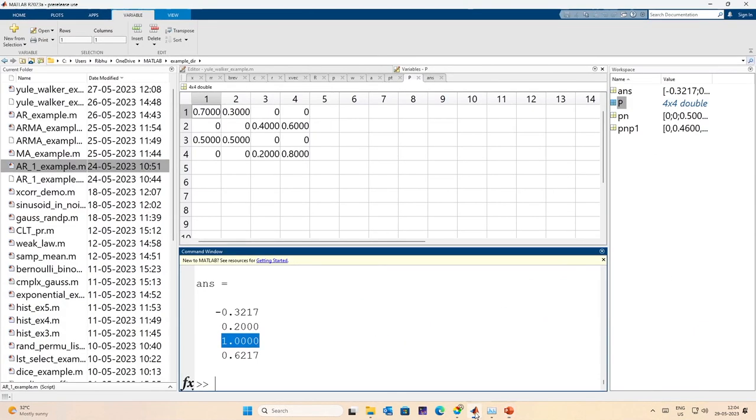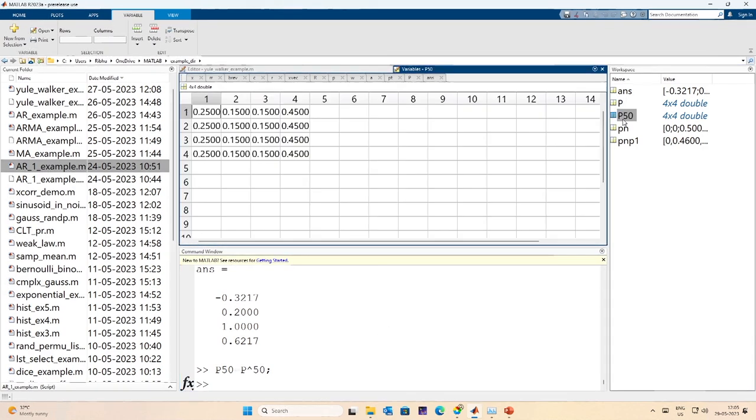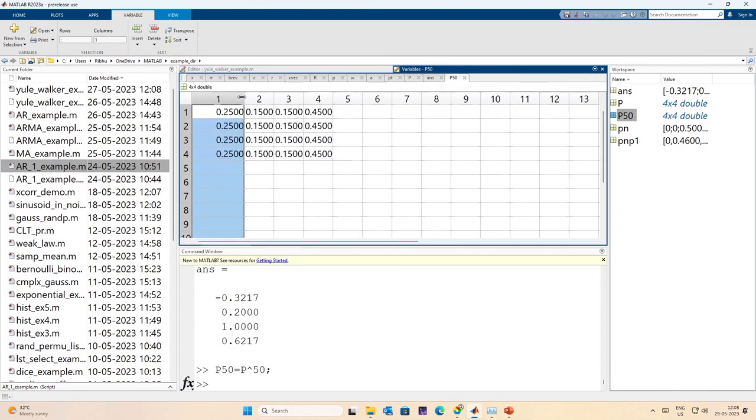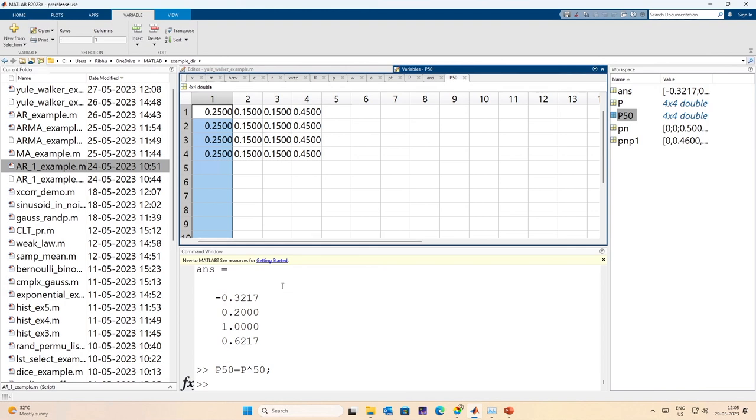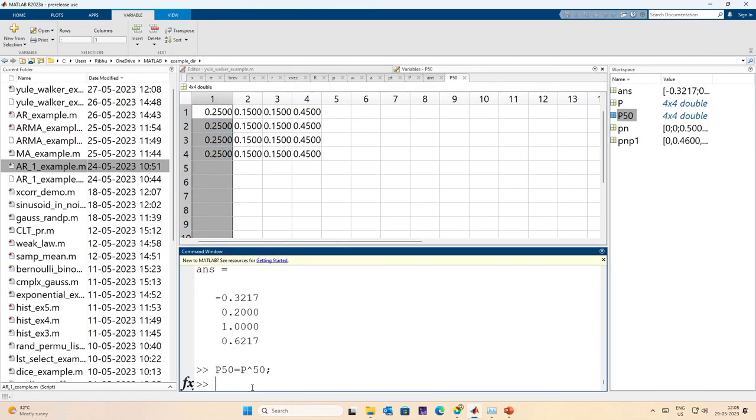So, let us look at this. Let me say P to the power 50, we will call this P 50, and so I get P 50 as a 4 cross 4 matrix. You see that this gives me more or less constant probabilities. Looking at the eigenvalues of P 50, this is more or less a rank 1 matrix, which is as expected. The first eigenvalue is 1, and all the other eigenvalues are very close to 0.